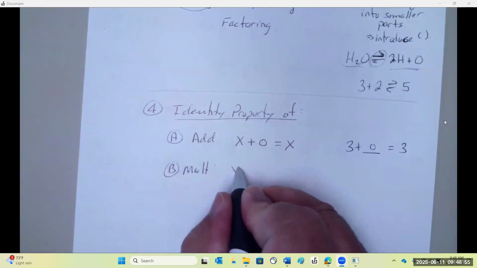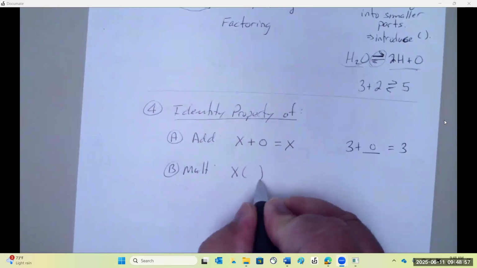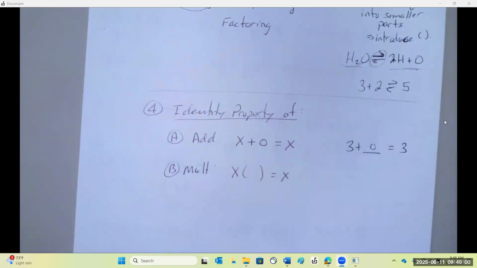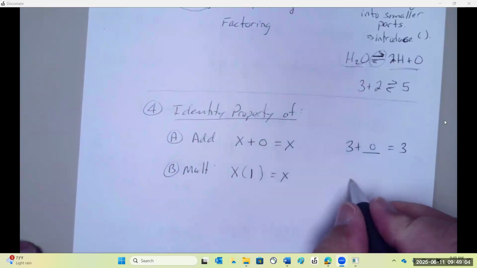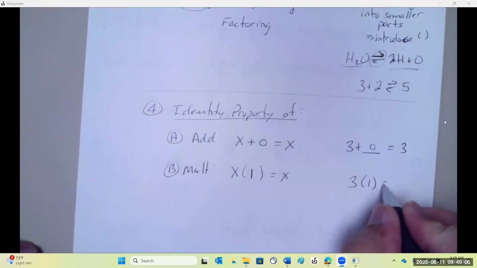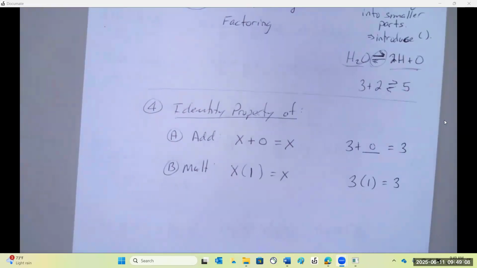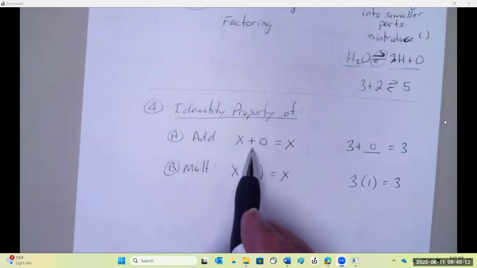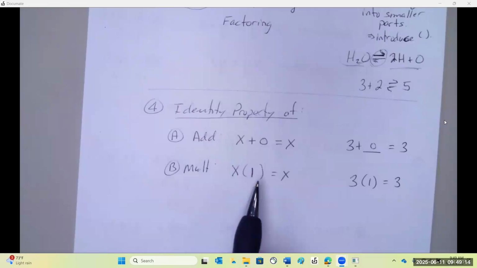How about multiplication? X times what gives me x? X times 1. 3 times 1 is 3. That's the identity. I don't change it. It doesn't change. So if I use addition, I add 0 to it. If I use multiplication, I multiply by 1. So anything times a 1 is itself.